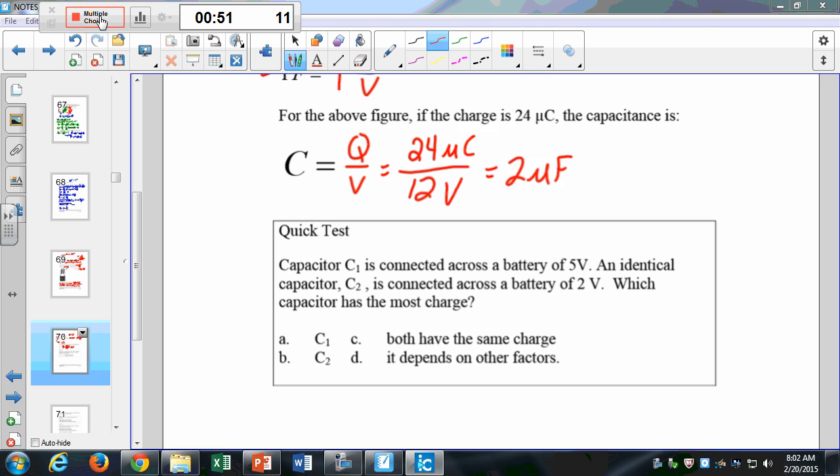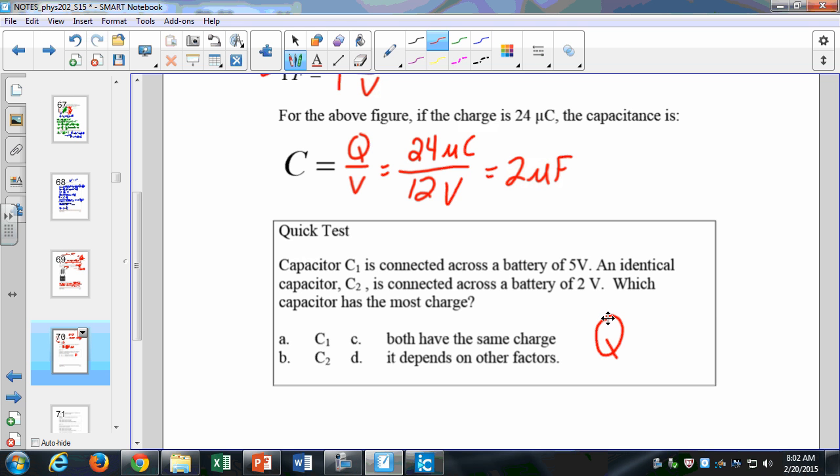Let me remind you that Q, the amount of charge held on a capacitor, is equal to C times V. Now it says that C1 and C2 are identical. One of them has 5 volts and the other has 2 volts across it. So which of those has the most charge?